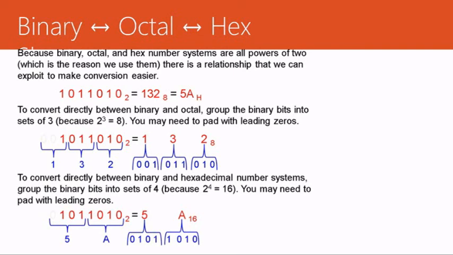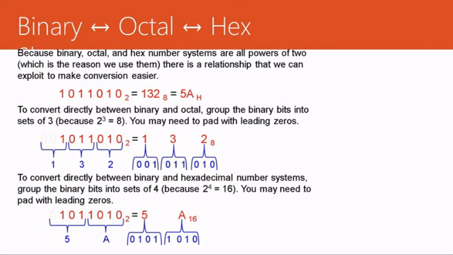Then let us convert each group into its equivalent decimal. For example, here we have 0, 1, 0, and converting that to its decimal equivalent is 2. Here we have 0, 1, 1, which is equal to 3, and 0, 0, 1 is equal to 1. So therefore, 1011010 base 2 is equal to 132 base 8.